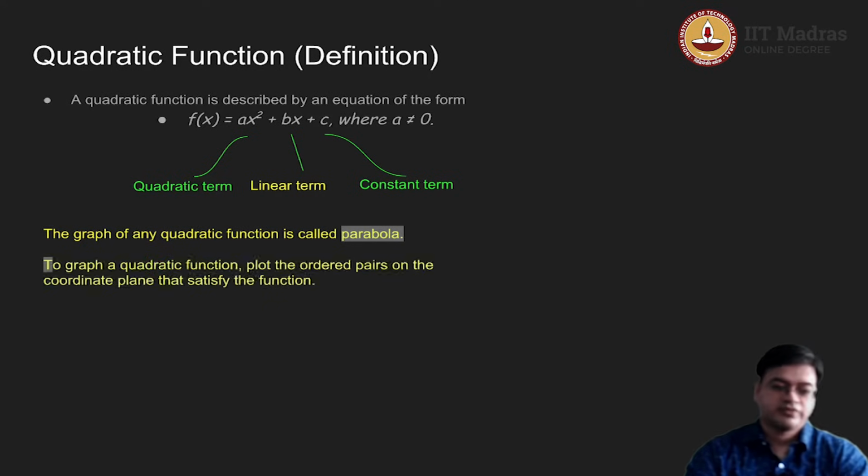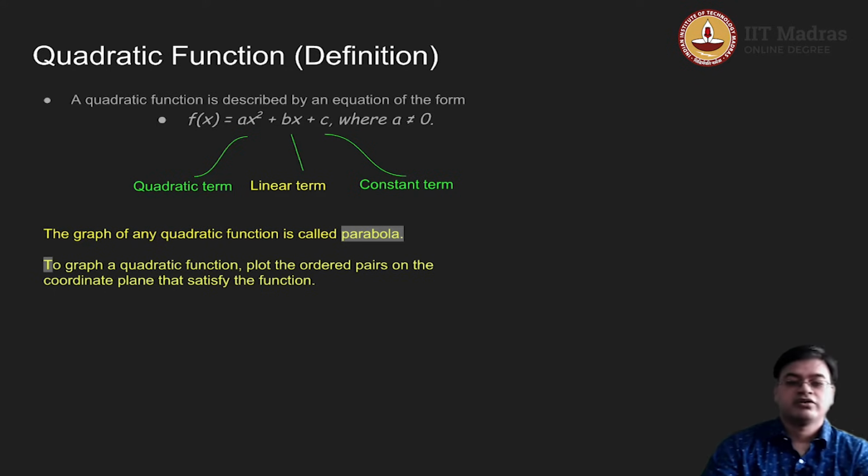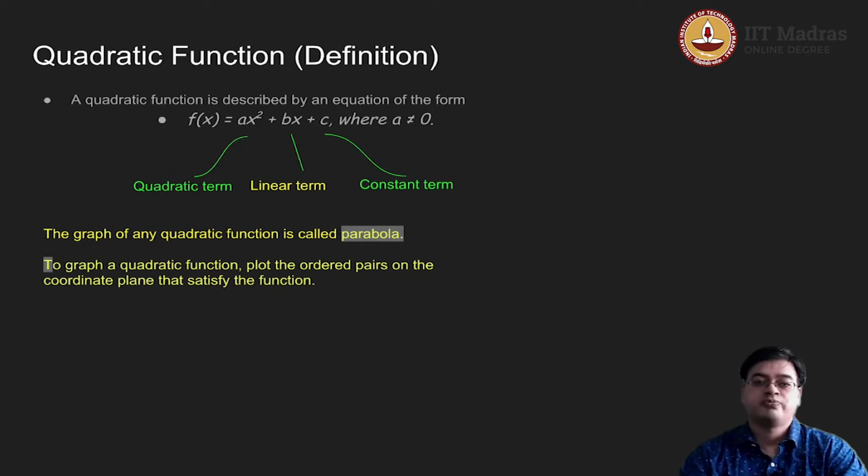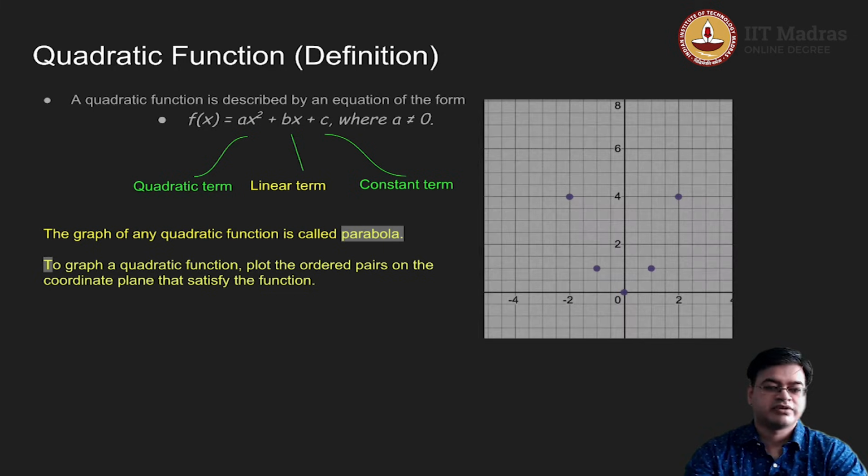So what are the important features of a parabola? In order to find that, we first need to plot the parabola. So what is the best way to do it? We have already seen that to graph any function, we take the value of x, put it in the formula f(x), evaluate it and get the values of y. So consider all ordered pairs and plot them on the coordinate plane so that they satisfy this function. This is the best way to handle it.